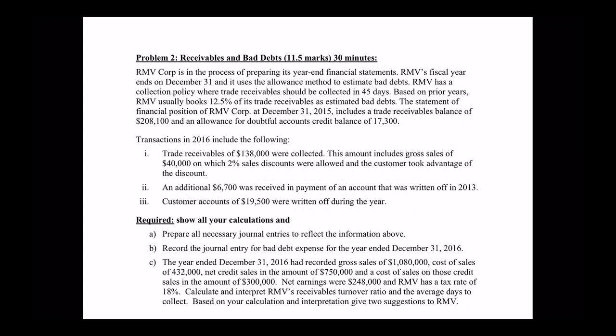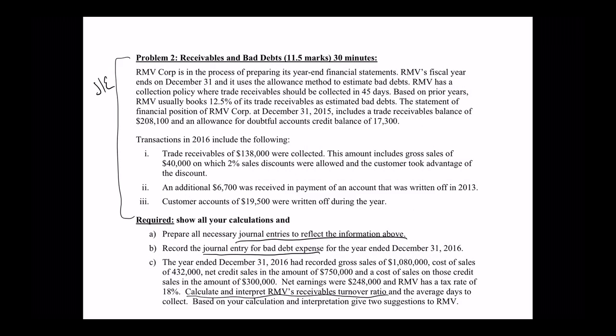So required A, prepare all necessary journal entries to reflect the information above. So we need to do all of our journal entries for this. Required B, record the journal entry for bad debt expense for the year ended December 31st, 2016. So next, we're going to have to do the journal entry for the bad debt expense. And required C, we have to calculate and interpret RMV's receivables turnover ratio. So we're going to get to that after. We're going to start with A and B, and then we'll look at required C.